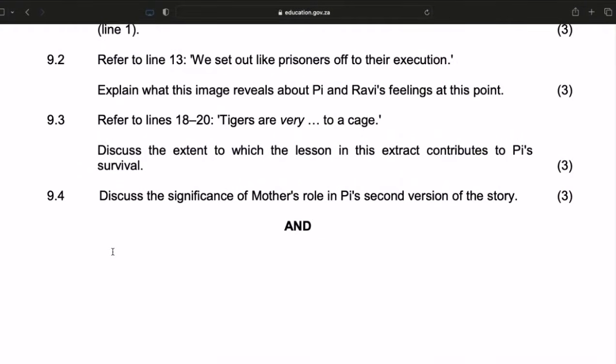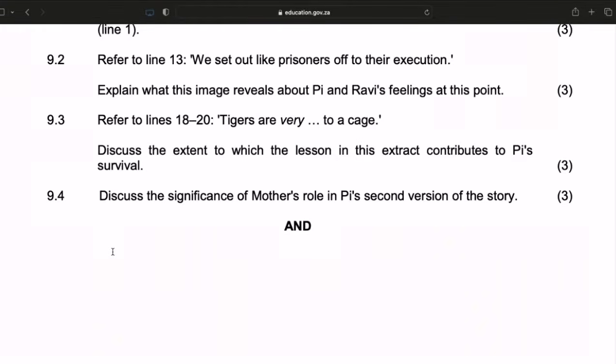9.4, discuss the significance. In other words, discuss the importance of Pi's mother's role in Pi's second version of the story. Now, if you do not know the second story, you lost. I'm very sorry to say that. Okay? If you do not understand the second story, you are lost. You need to understand the second story or the second version of the story.